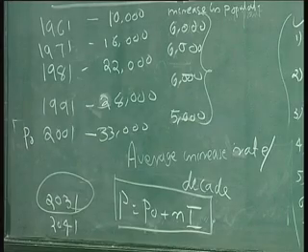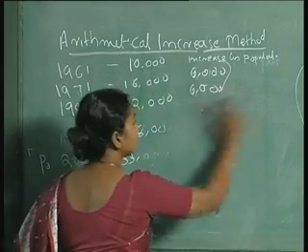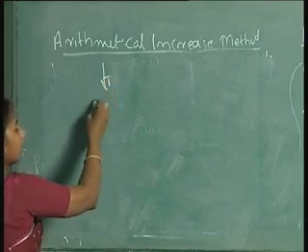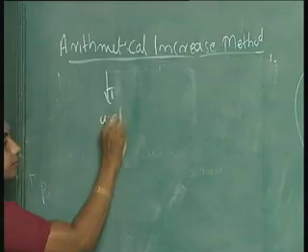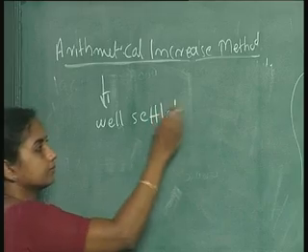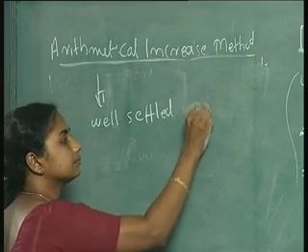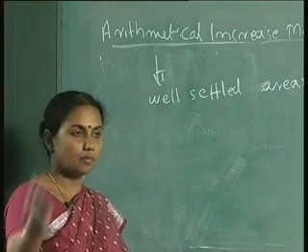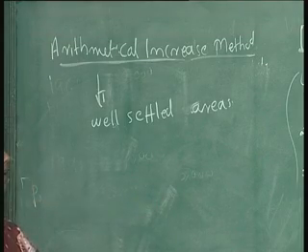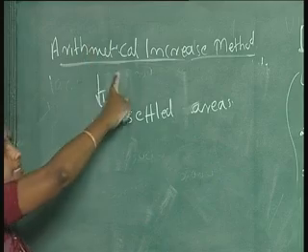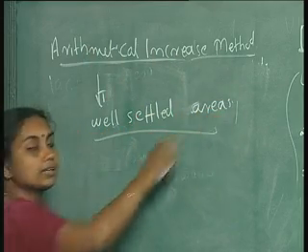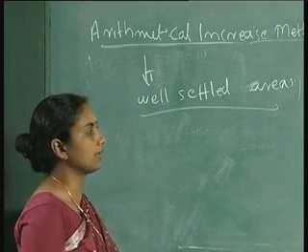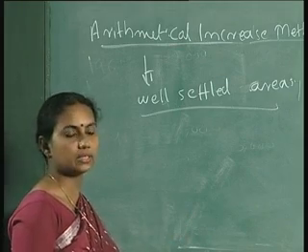This method can be used for cities which are already well settled. The arithmetical increase method can be used for predicting the population in well settled areas. That means the immigration and everything has come to a saturation level, and more population cannot be accommodated in that area. In such cases, whatever we predict using this method will give a reasonable value. Otherwise, it will predict a lower value than the actual value. But this is the simplest method used for population forecasting.